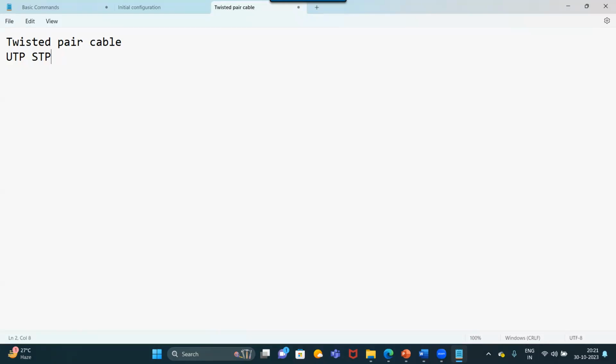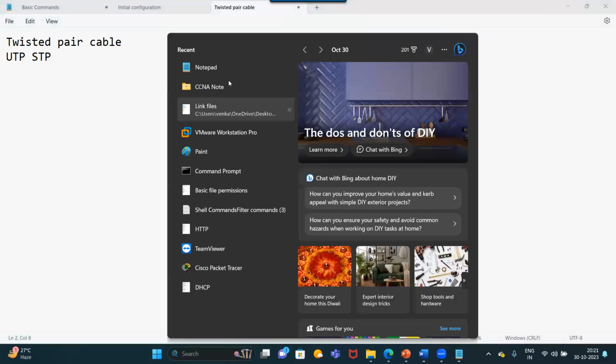Okay, so in cable, we have twisted pair cable and fiber optic cable. In twisted pair cable, we have UTP and STP. UTP is unshielded twisted pair, STP is shielded twisted pair.